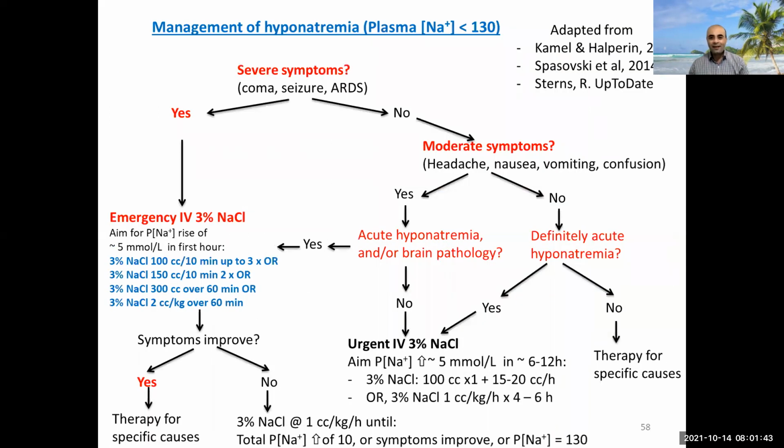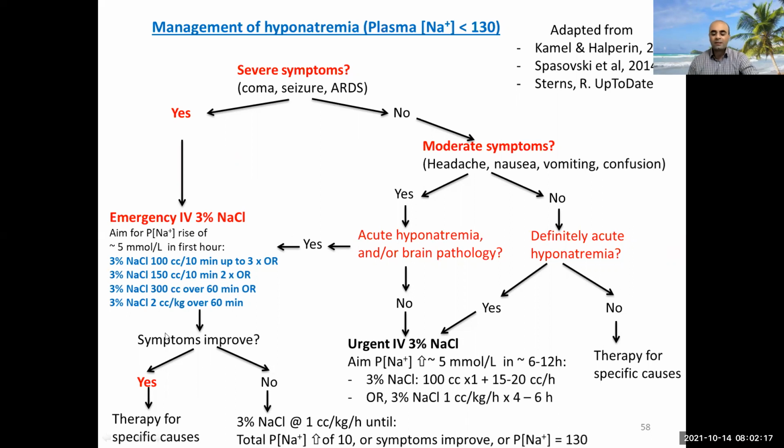Emergency is emergency. Just to remind my colleagues, for management of severe hyponatremia, as I mentioned, if the patient comes with seizure, coma, or respiratory distress, I will go to emergency IV 3% saline. I need to raise my sodium by 5 millimole in the first hour. If symptoms persist, you can raise another 5, allowing up to 10 millimole. If you don't know whether the patient is chronic or not, you can use 100 ml, multiplied by 3 times, 150, as we discussed in the first presentation.